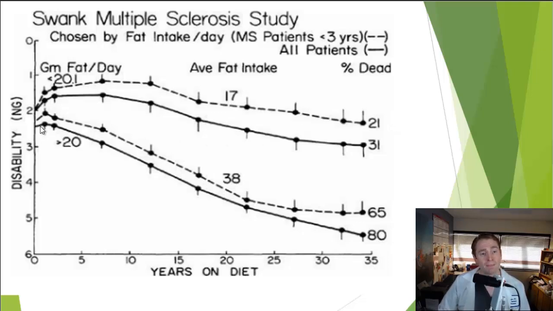But if you look at people who maybe started the diet later and were less compliant, they had an average neurograde of 5 with an 80% mortality rate over 35 years. So these are enormous differences despite relatively low differences in saturated fat intake.